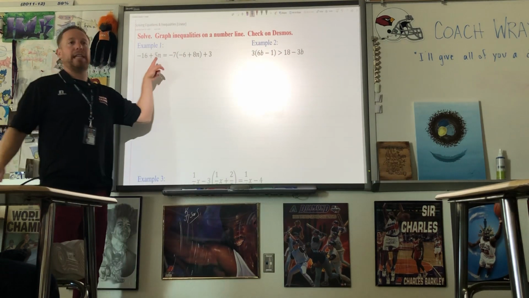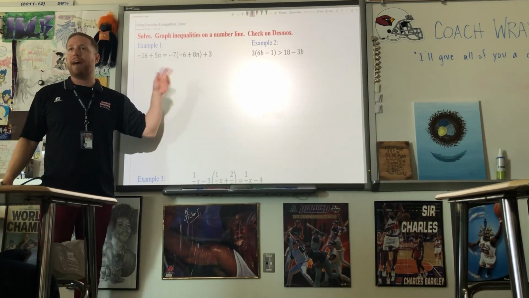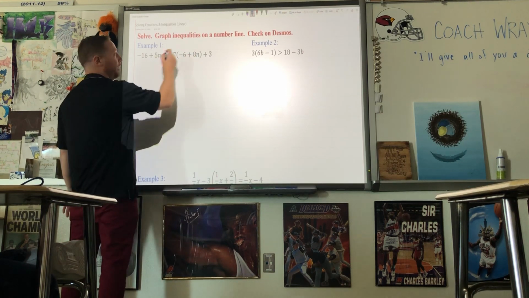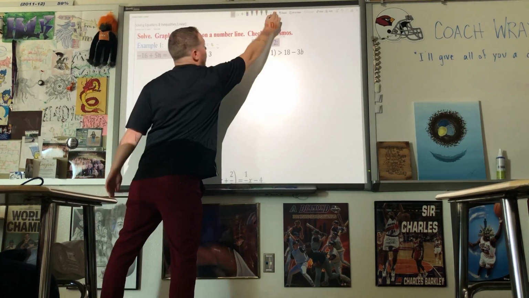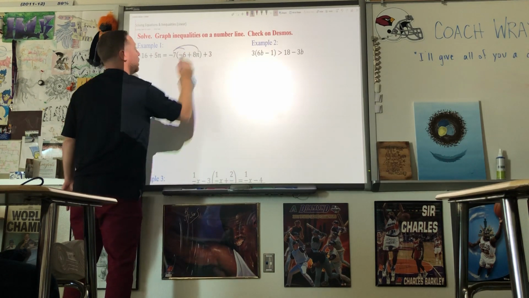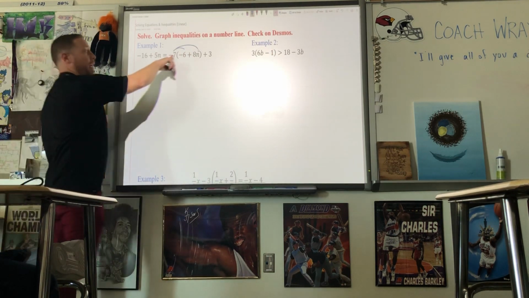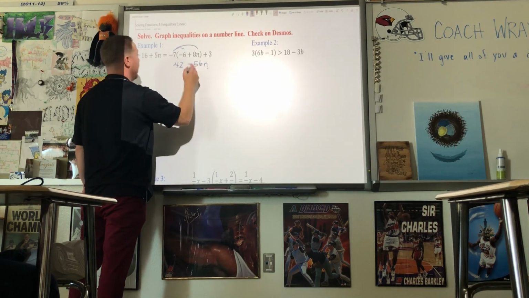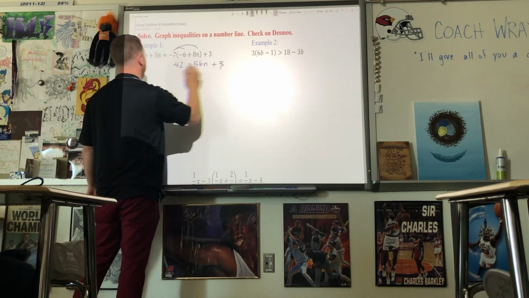In an equation, if there is distributive property, you have to do distributive property first. So when this -7 is right outside these parentheses, I have to start with this. So I've got to do -7 times both. So -7 times -6 is positive 42. -7 times this is negative 56n. And everything else I'm just going to bring down.